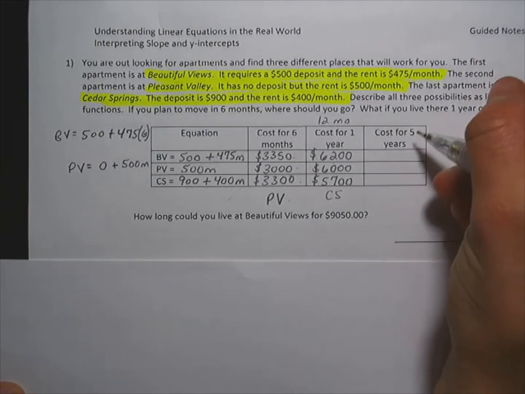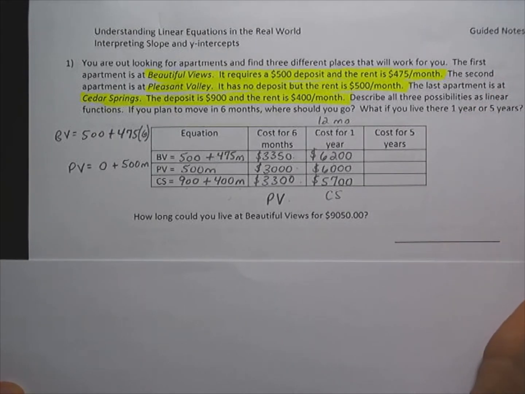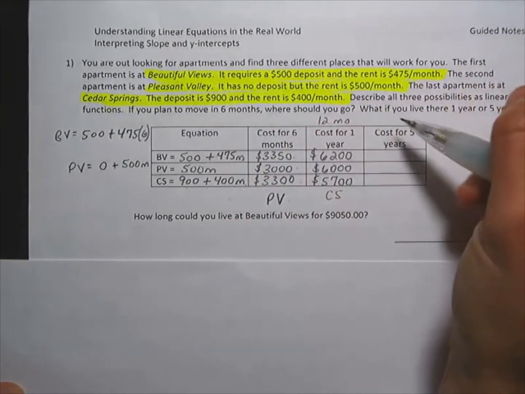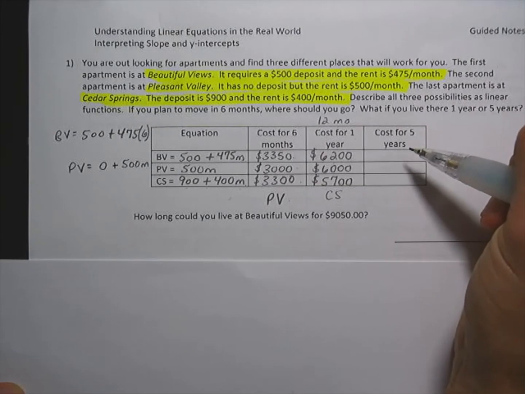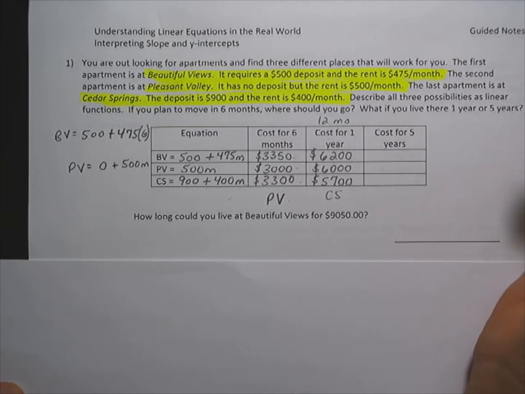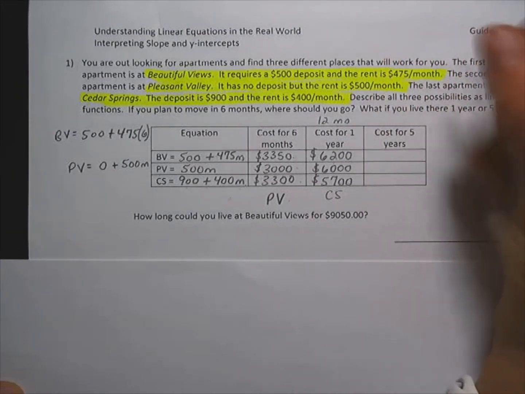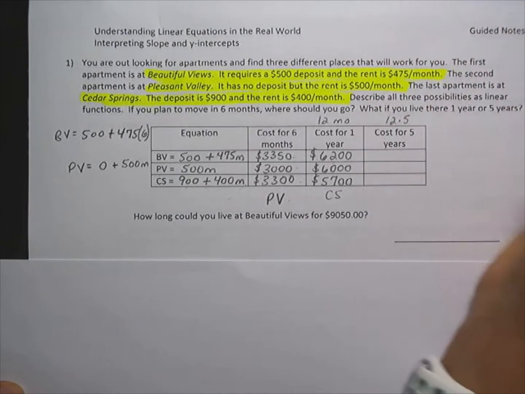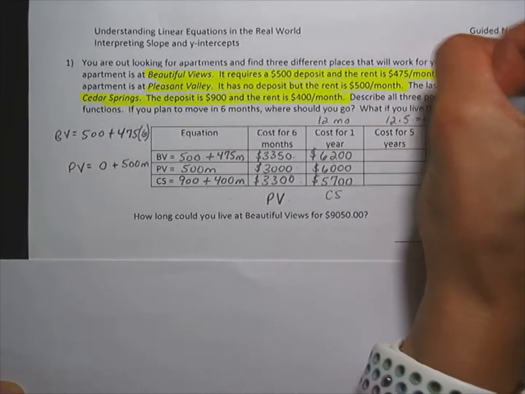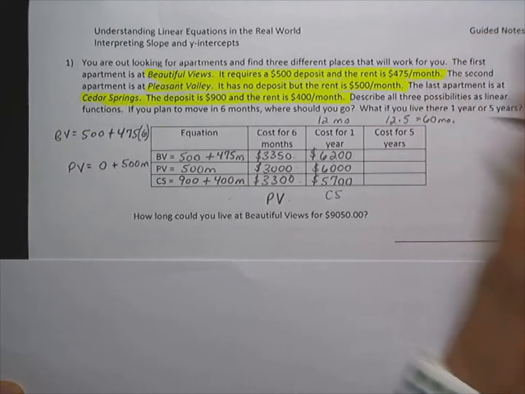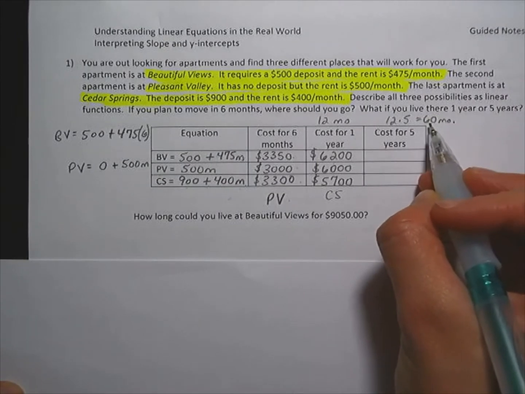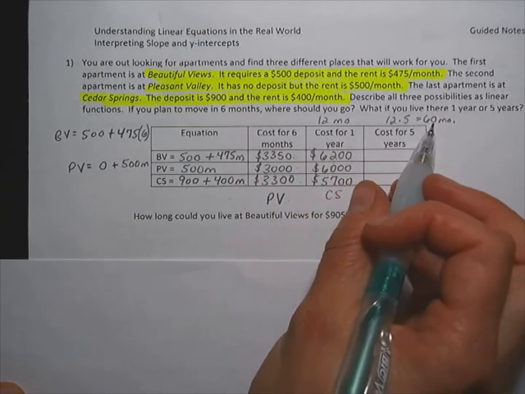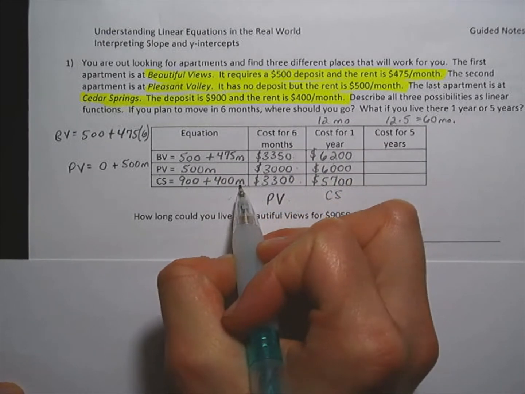Okay, so then what if you decided to live there for 5 years? Well, these equations are based on months, so you'd have to figure out how long in months 5 years is. Each year is 12 months, so you take 12 times 5, and you get 60. So you're trying to figure out how much you would pay after 60 months. You'd plug the 60 in for M in each one of these.